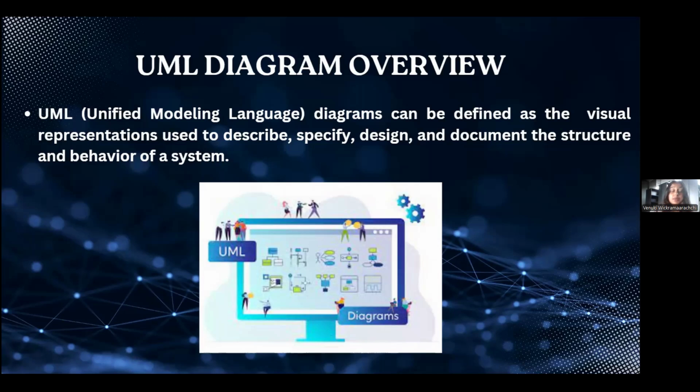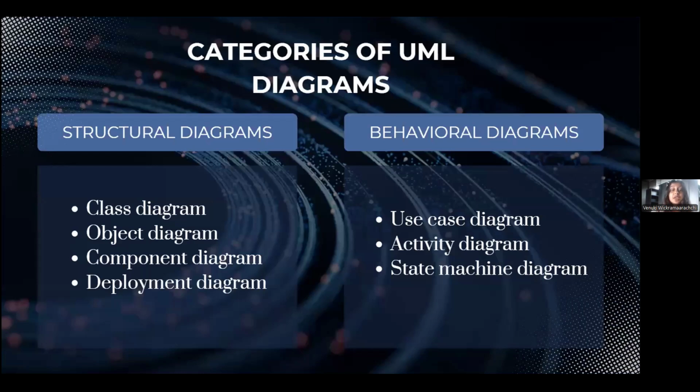So moving on, there are two main categories of UML diagrams, structural diagrams and behavioral diagrams. Structural diagrams focus on static aspects of a system. These include components such as classes, objects, and their relationships. The most common structural diagram is the class diagram, which represents the system's architecture by showing classes, their attributes, methods, and how they relate to one another.